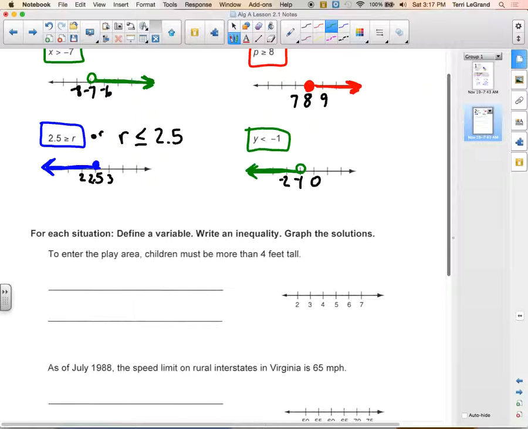Okay, so being able to graph them correctly is an important part of our inequalities also.